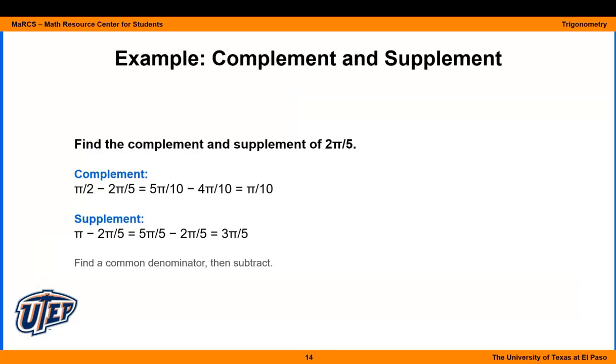Let's find the complement and supplement of 2 pi over 5. First, the complement. Pi divided by 2 minus 2 pi divided by 5. Using a common denominator gives us pi over 10. Now the supplement, pi minus 2 pi over 5, which simplifies to 3 pi over 5.